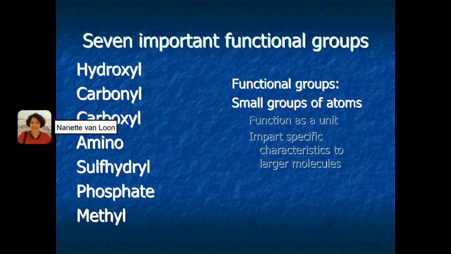A functional group is a small group of atoms that tend to function as a unit, and as a unit, they will impart certain characteristics to the larger molecule that they are attached to. For example, solubility in water, or solubility in fats or oils, or alkalinity. There are many different functional groups, but for Bio 210, we're going to be looking at this small group of 7 functional groups, and in the coming slides, we'll be taking a look at each of them.